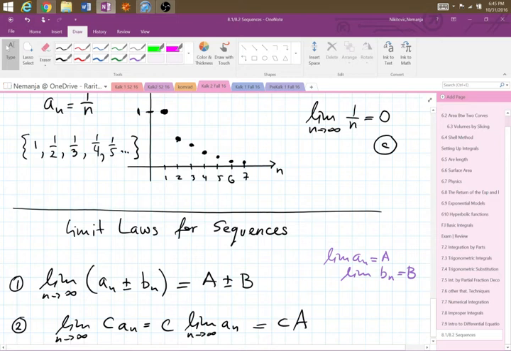So if I have two sequences added to each other, I can add them algebraically if that's possible and then find the limit, or I can do each one separately. So A and then B.